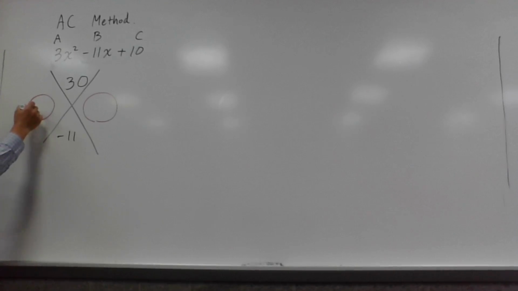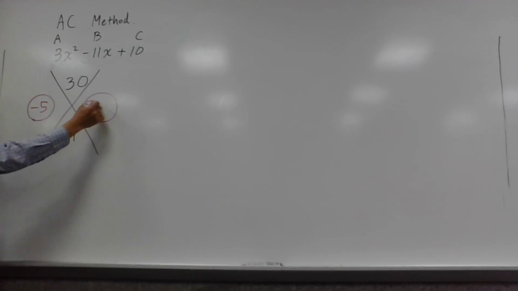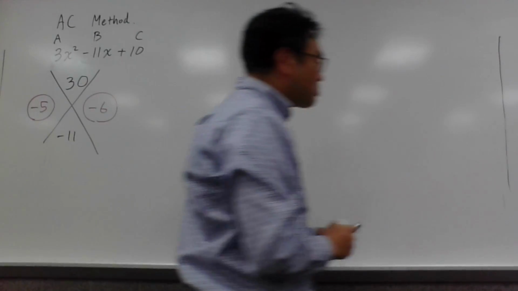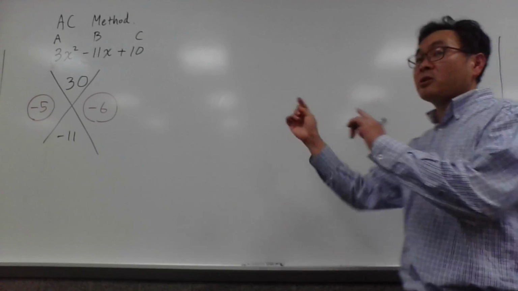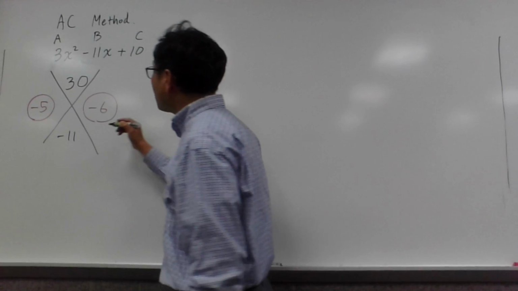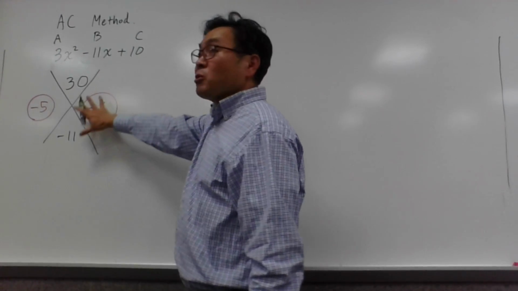Good. So you can have negative 5 and negative 6, or you can also say negative 6 and negative 5. Okay? It doesn't matter which order you choose. The solution looks a bit different if you change the order, but at the end of the day, you will get the same answer. Okay, so that's step one.